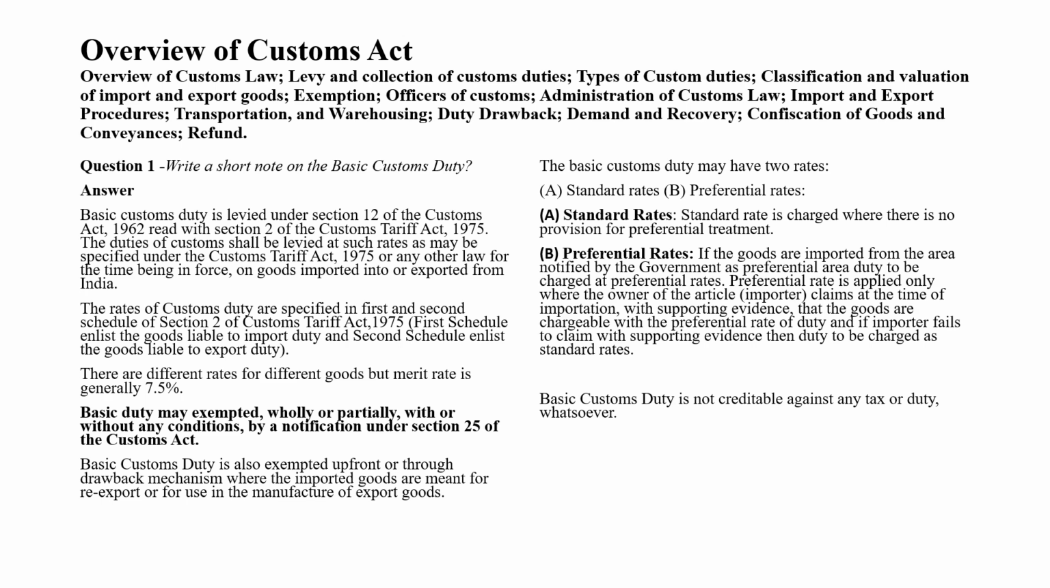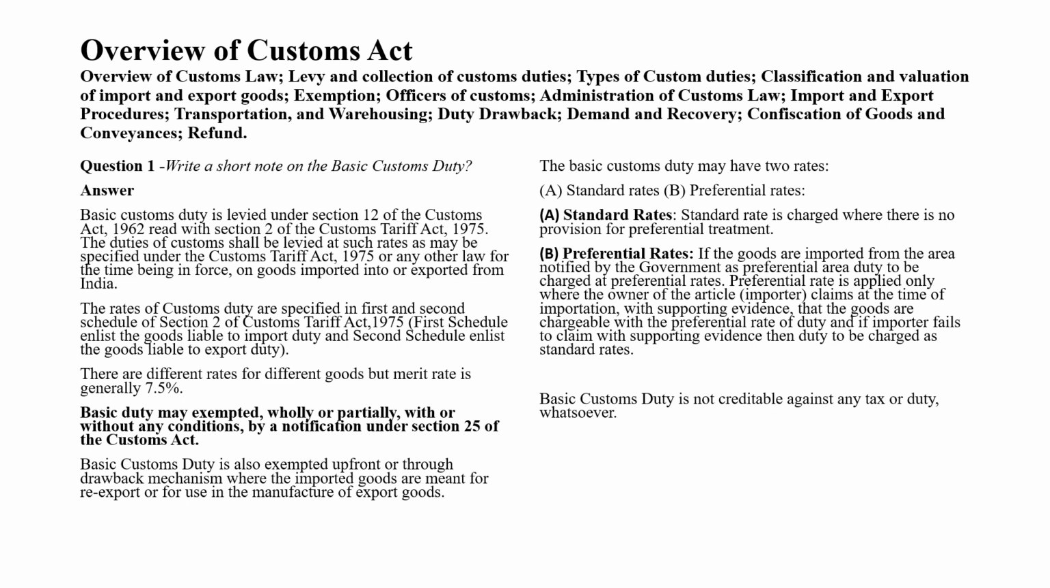Standard rate is charged where there is no provision for preferential treatment. Preferential rates: if the goods are imported from the area notified by the government as preferential area, duty is to be charged at preferential rates. Preferential rate is applied only where the owner of the article, the importer, claims at the time of importation with supporting evidence that the goods are chargeable with the preferential rate of duty, and if the importer fails to claim with supporting evidence, then duty is to be charged at standard rate. Basic custom duty is not creditable against any tax or duty whatsoever.